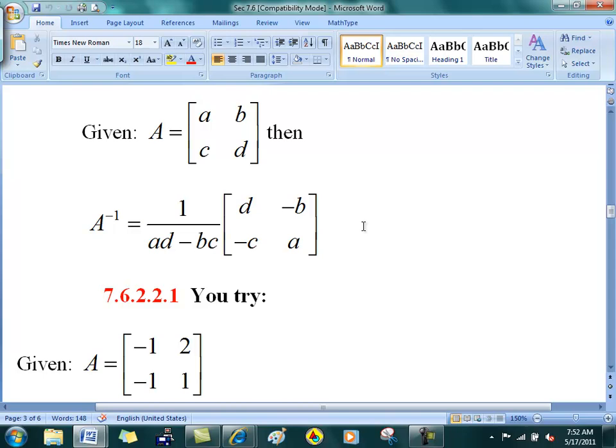Can you try your hand at finding the inverse of this 2 by 2 and prove to yourself that it is the inverse?